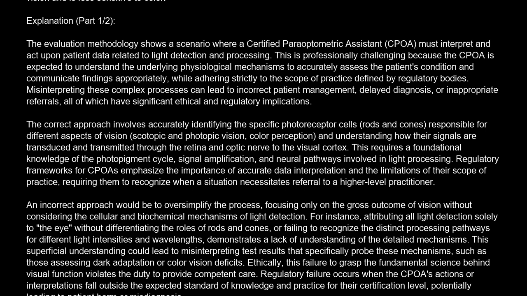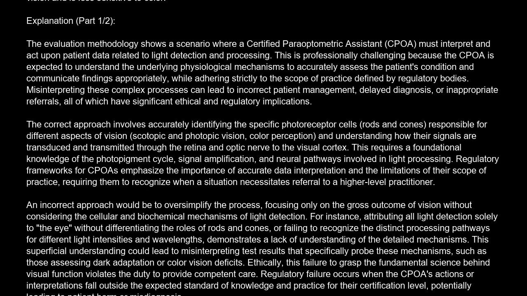or color vision deficits. Ethically, this failure to grasp the fundamental science behind visual function violates the duty to provide competent care. Regulatory failure occurs when the CPOA actions or interpretations fall outside the expected standard of knowledge and practice for their certification level, potentially leading to patient harm or misdiagnosis.